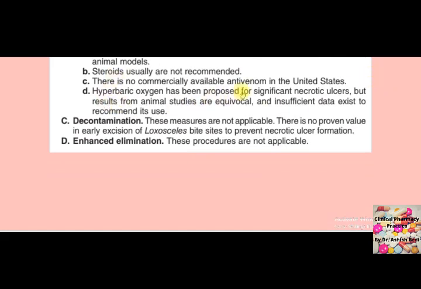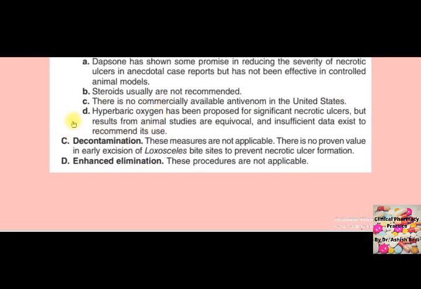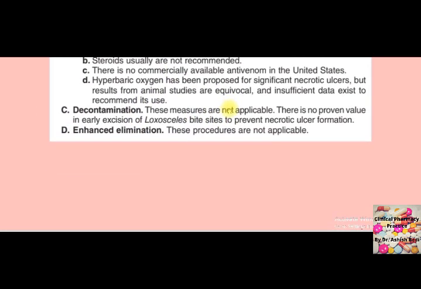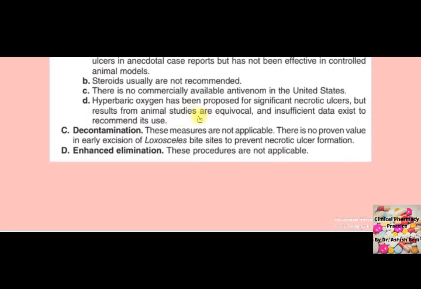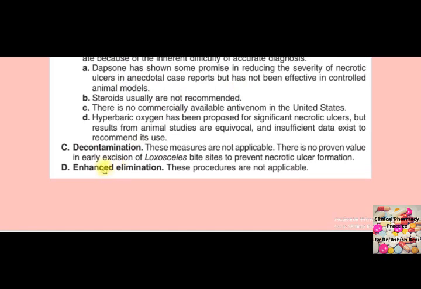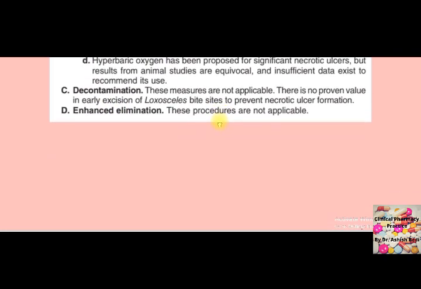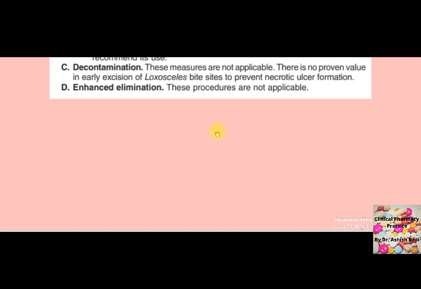Hyperbaric oxygen has been proposed. Hyperbaric oxygen means giving an increased level of oxygen. It has been proposed for patients with significant necrotic ulcers, but results from animal studies are equivocal. So this is like dapsone. We can't say it is the drug of choice, but hyperbaric oxygen has shown some promising effect. There is insufficient data, and its use is not recommended. So it's a 50-50 chance whether hyperbaric oxygen or dapsone is effective. Steroids we don't recommend, and symptomatic treatment is the main choice of treatment for loxosceles.